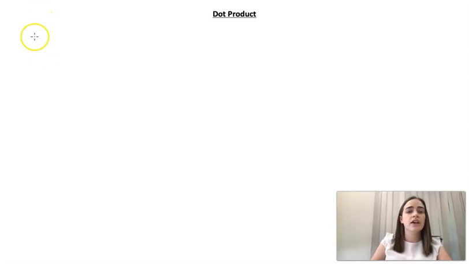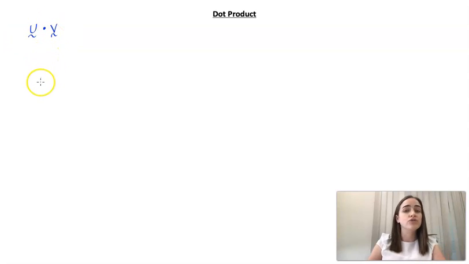So the dot product gets its name from the notation that we use. If we have one vector u and another vector v, and we want to take the dot product of those, we use a dot to represent that. That dot is in the middle, not down the bottom like a full stop. So that's why it gets the name dot product.